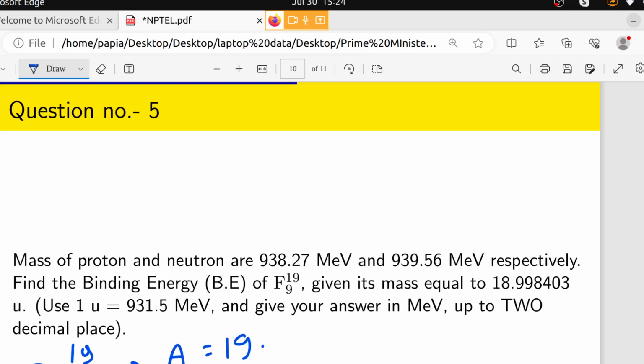Now find the binding energy of fluorine given its mass equal to 18.998403 U, where U is the atomic mass unit. So 1 U is 931.5 MeV, and give your answer in MeV up to 2 decimal places, as they have already mentioned. So we have to calculate up to 2 decimal places at least. For that I need the binding energy expression, and in that expression I should put all the information given in that question. Then I can get the binding energy value of that fluorine.